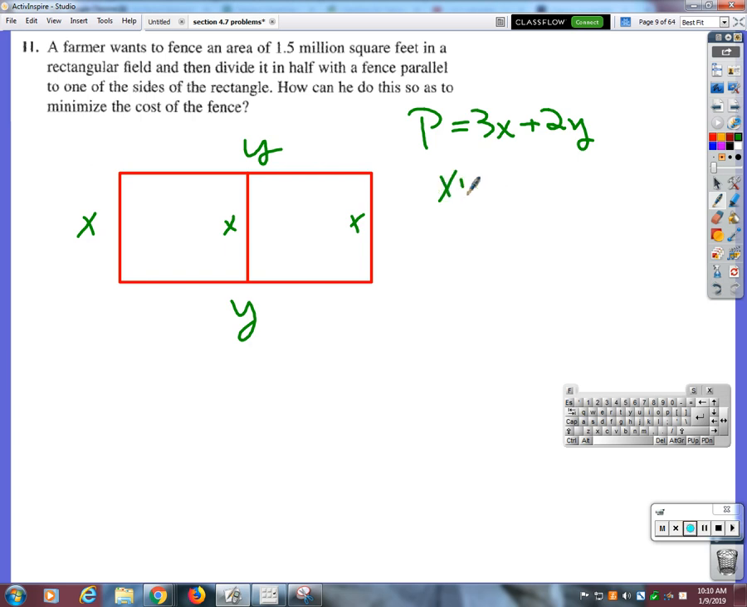Okay, we know the area is 1.5 million, so x times y is equal to 1.5. Then we got to solve for either x or y. Which one?